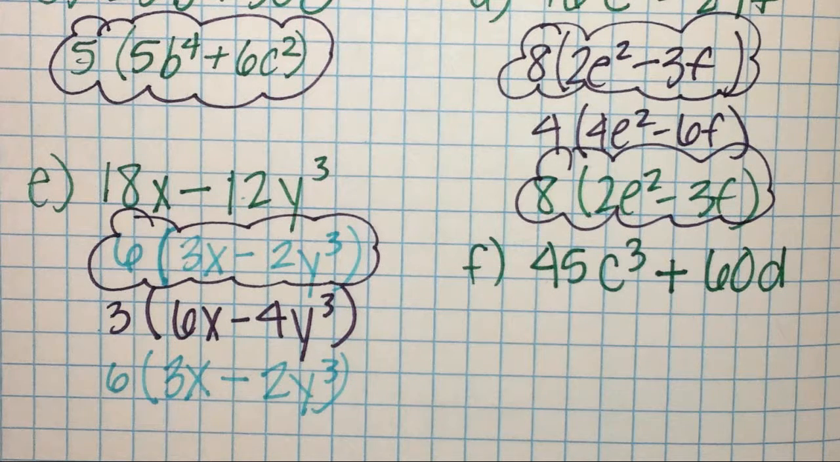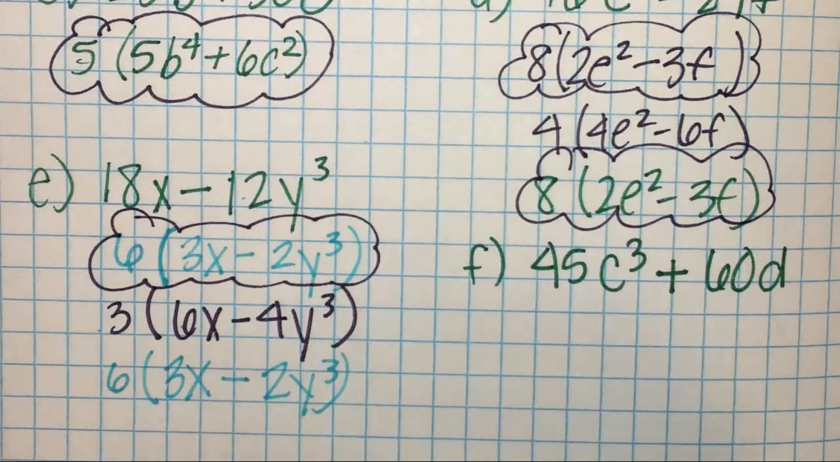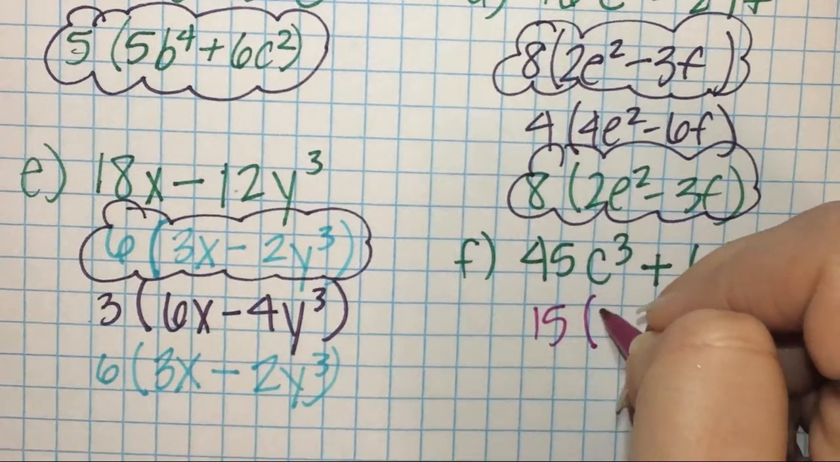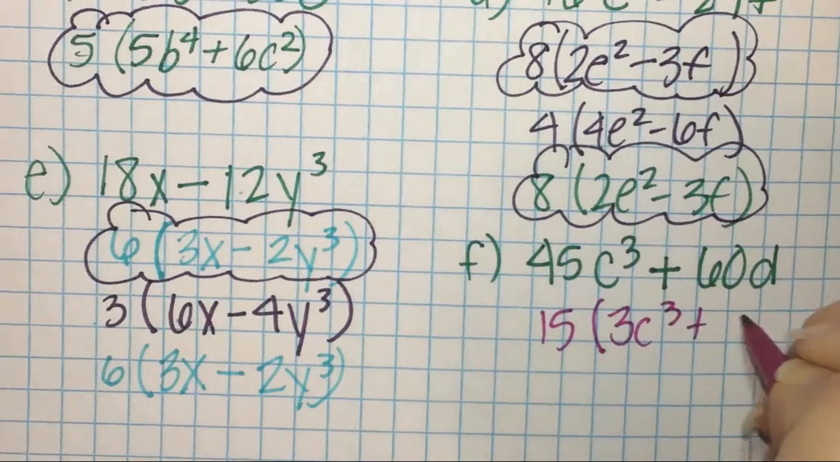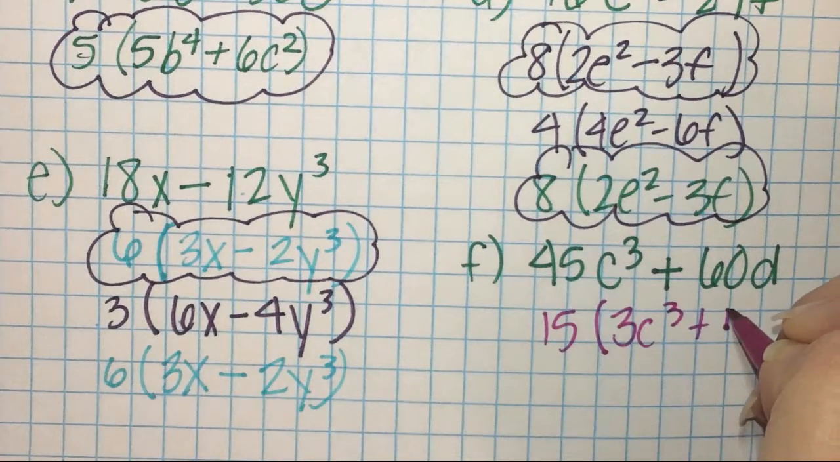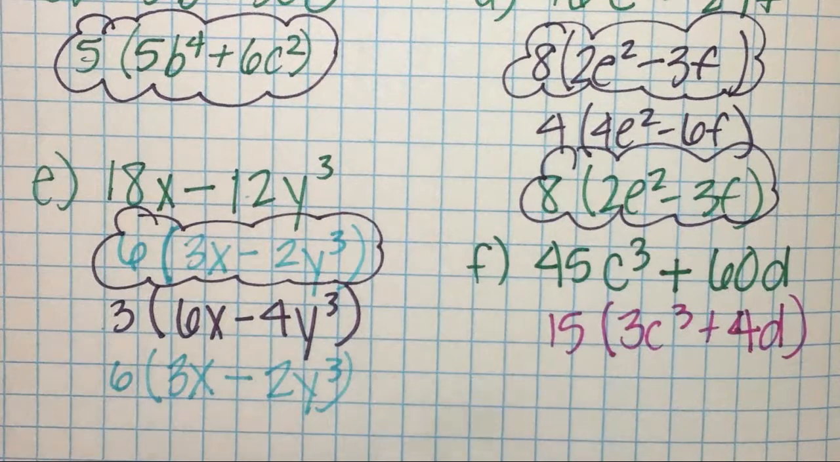Are we ready? Does anybody need a moment? Alright, what's the biggest number that goes into 45 and 60? 15! Did everybody get 15? Hallelujah! Alright, what's 45 divided by 15? And what's 60 divided by 15? Yay! Did we all get that right?